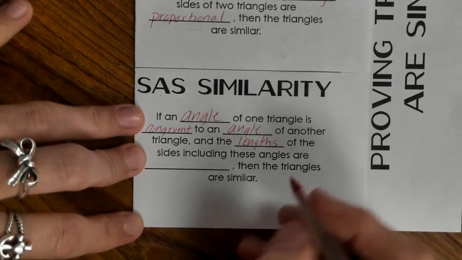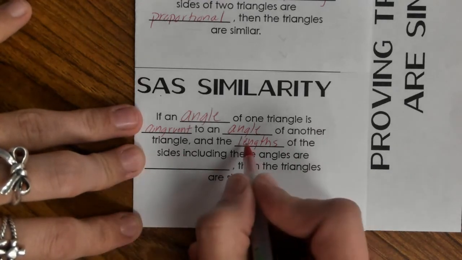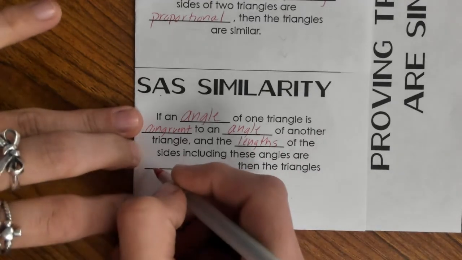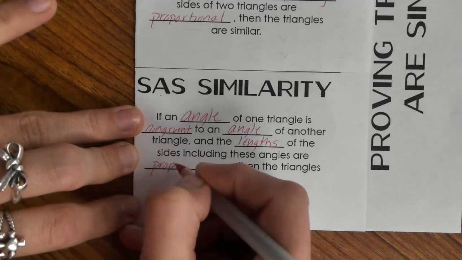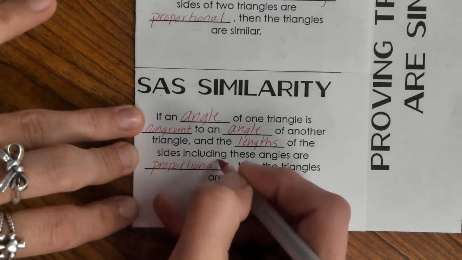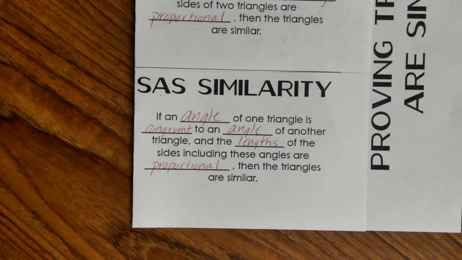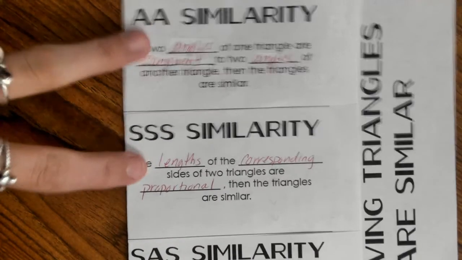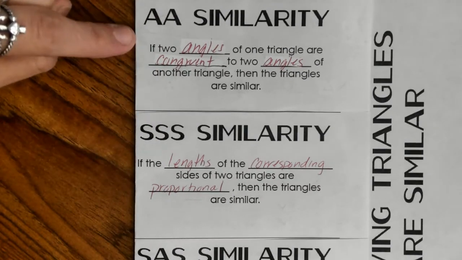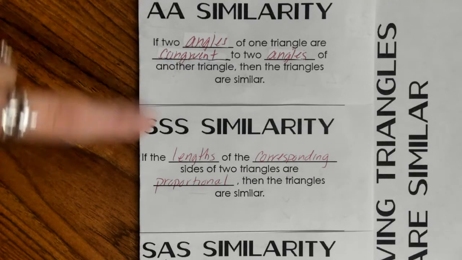If the two sides that make this angle are proportional, then we can claim the triangles are similar by side angle side. So we're basically taking the first and second one we talked about and combining them. We just need one angle and two sides, but that angle has to be between the two sides. So let's look here.